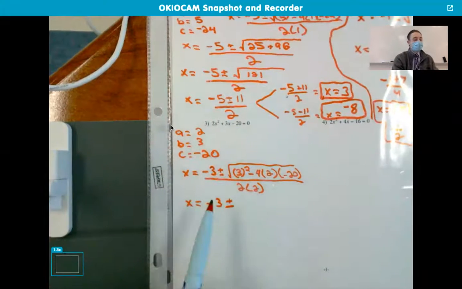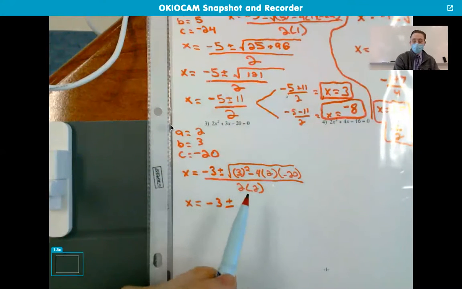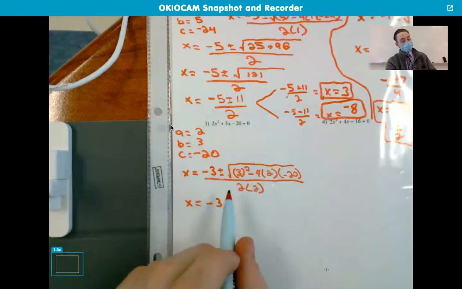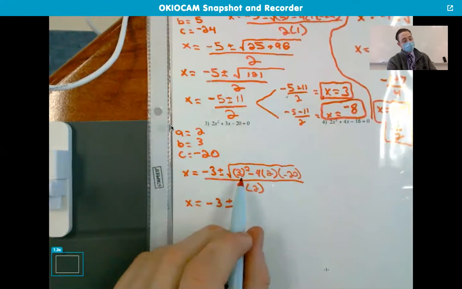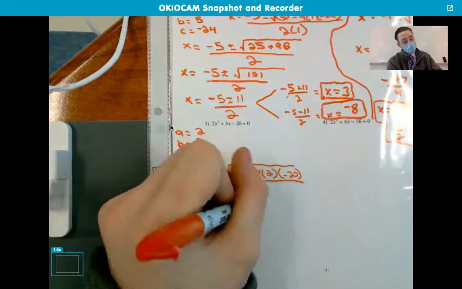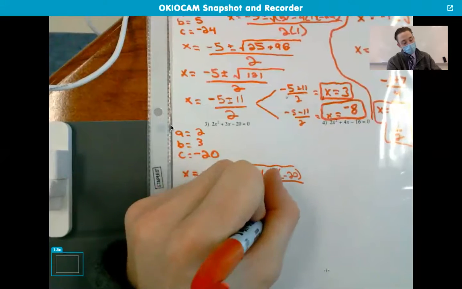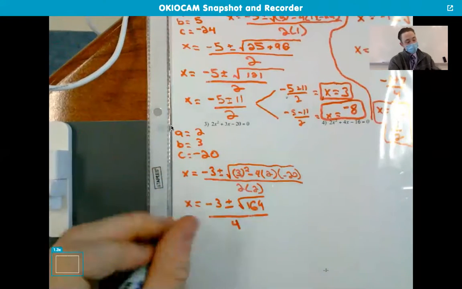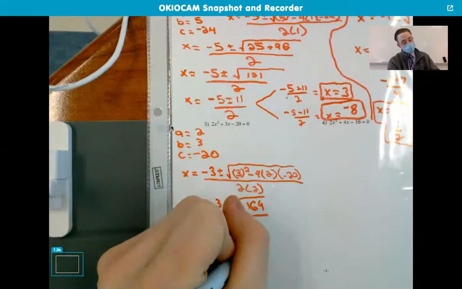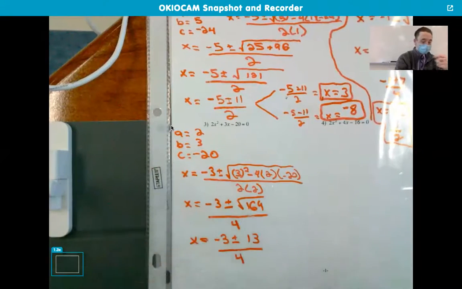When I simplify under the square root, what's that number going to become? It's going to be 13. So when I take the square root here, it's going to be 9 from 3 squared plus 160. So it'll be a square root of 169 over 4, which then becomes -3 plus or minus 13 over 4.